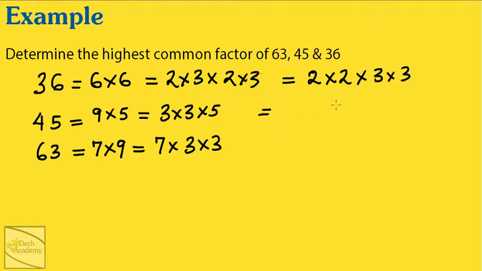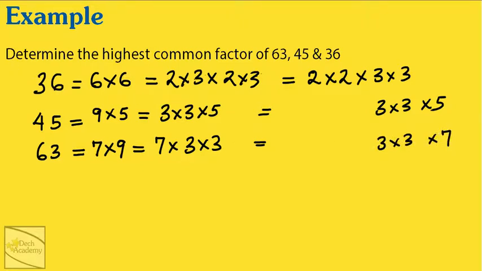So here we have 3 times 3 times 5. I'll just try and put the 3's together. You can see how I put the 3's underneath the 3's. It just makes it easier. And then here we have 7 times 3 times 3, so I'm just going to put 3 times 3 times 7.